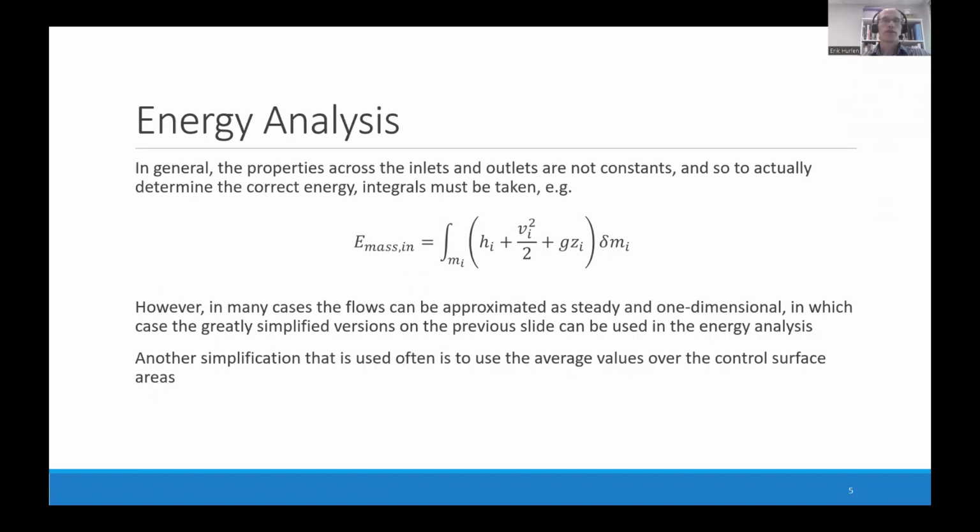Similar to the analysis in the previous video, some of these quantities may vary over the areas. So the most general form of the energy flows are integrals, which may be simplified based on the scenario. But the most general form is what is seen here. E mass in equals the integral over all incoming masses, m_i, of the total energy per unit mass coming in with the fluid, h_i plus v_i squared over 2 plus g z_i. This can also be applied to mass out. Again, usually simplifications involve having constant values across the inlets and outlets, one-dimensional systems, or steady flow, or using average values such as the perpendicular velocity.